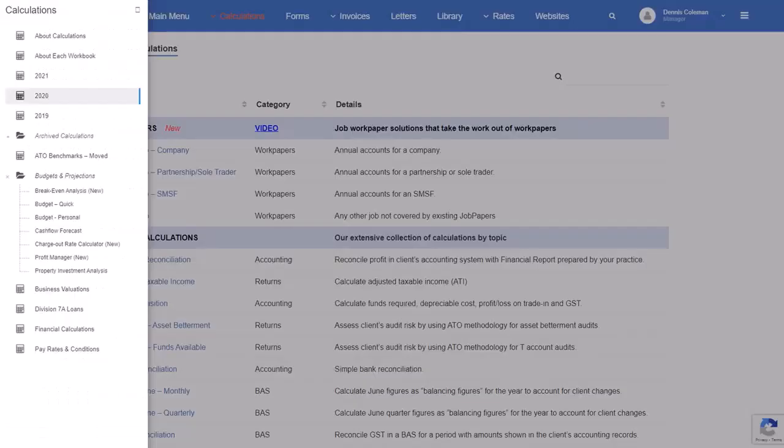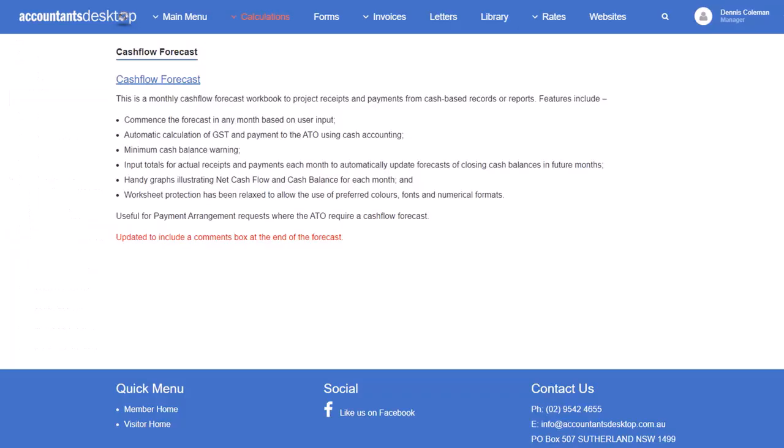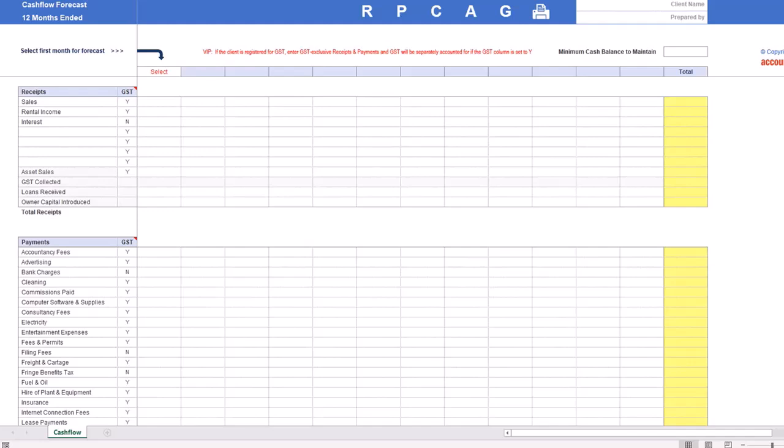He receives a call from a client who has applied for an overdraft. The bank has asked him to provide a cash flow forecast. Roger opens Calculations, Budgets and Projections, Cash Flow Forecast, and prepares the forecast from the most recent set of accounts and his client's advice.